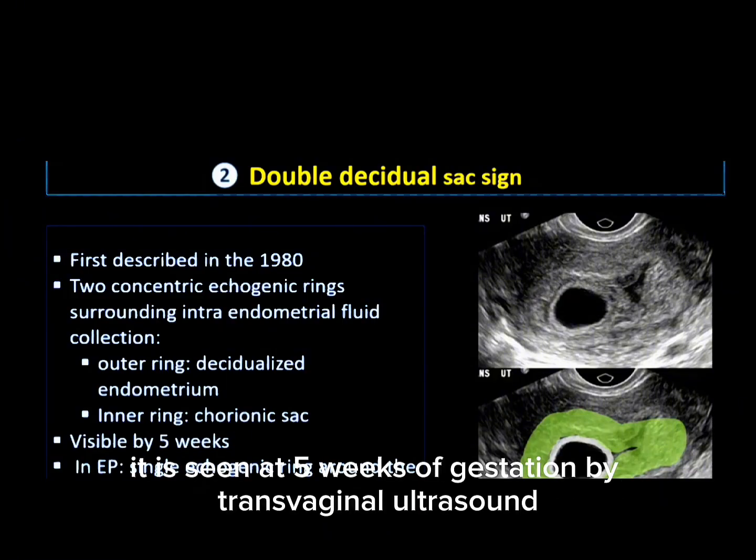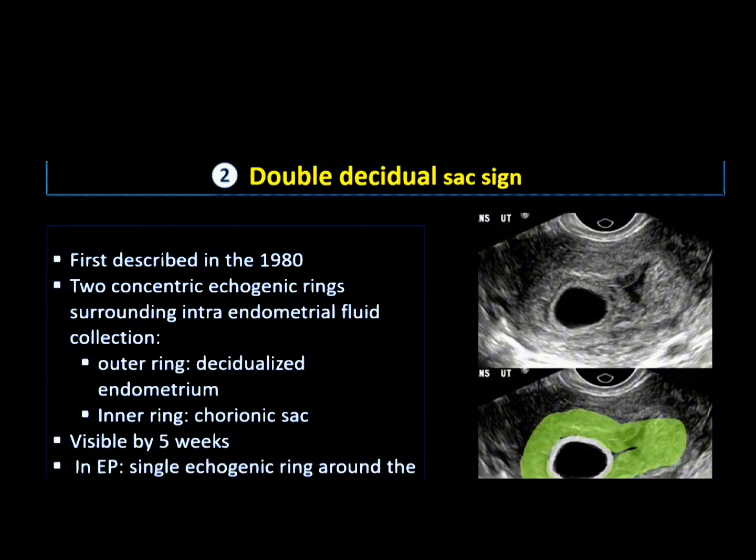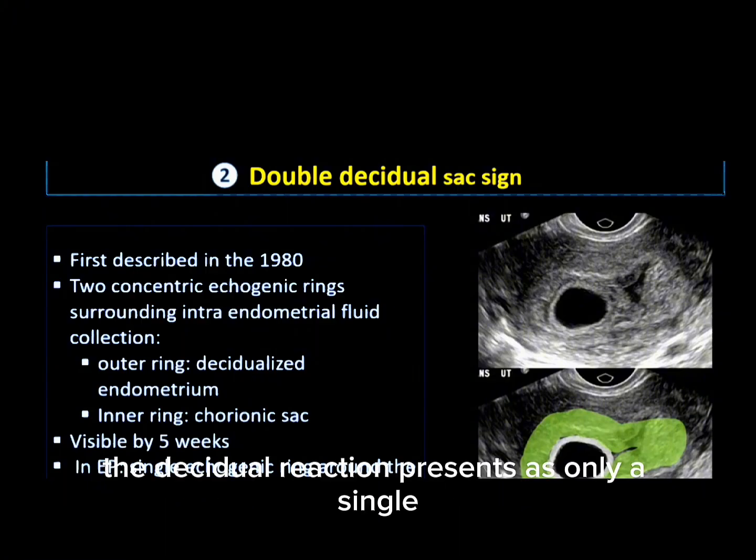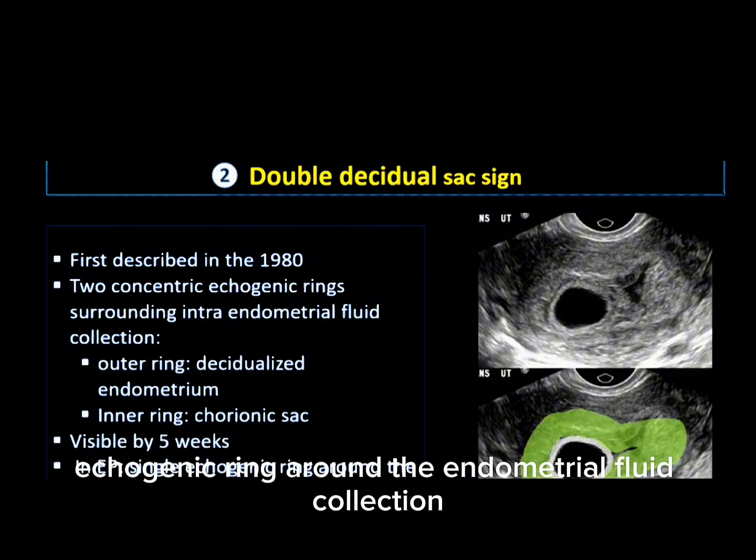It is seen at 5 weeks of gestation by transvaginal ultrasound. Conversely, in ectopic pregnancy, the decidual reaction presents as only a single echogenic ring around the endometrial fluid collection.